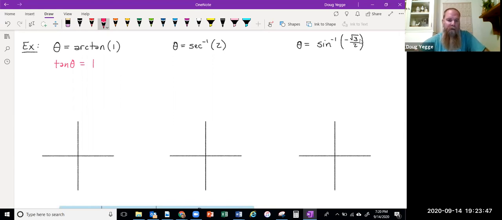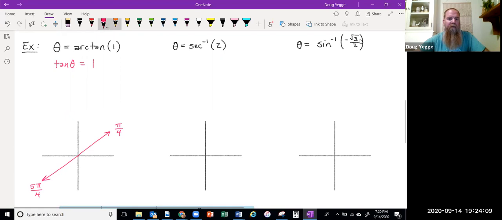Now keep in mind that the tangent is positive in the first quadrant and in the third quadrant. So I'm trying to figure out which angle I should give. Should I give the pi over 4 angle that's going to give me a tangent value of 1, or should I give the 5 pi over 4 angle?